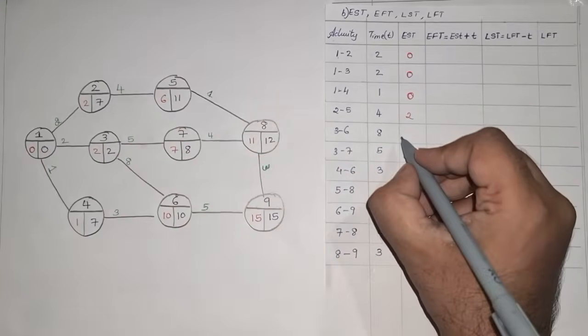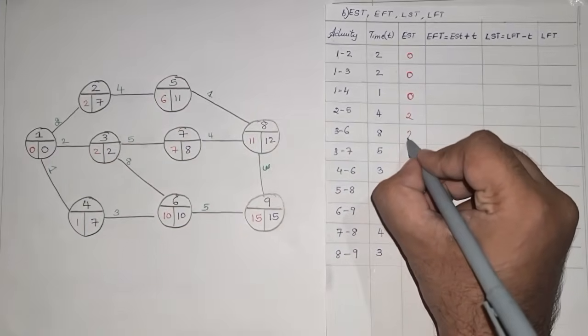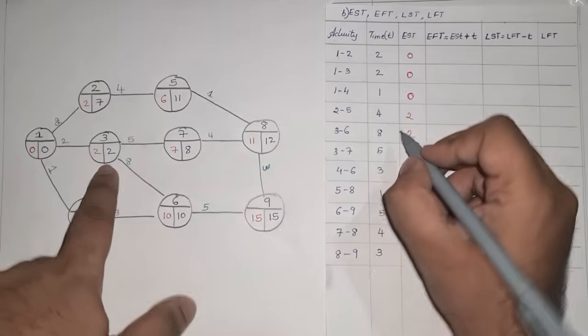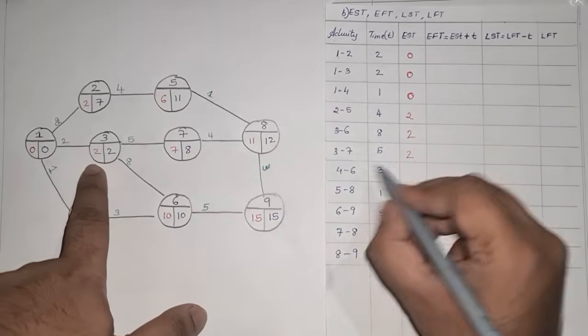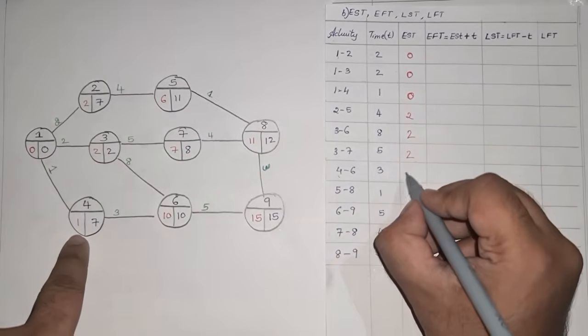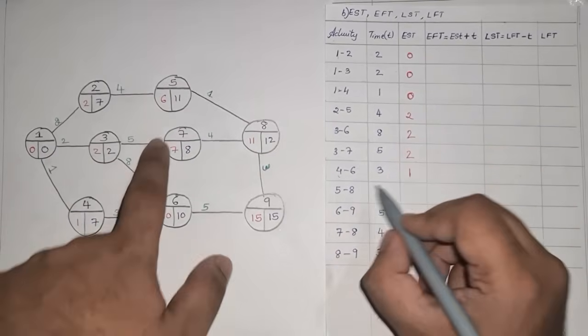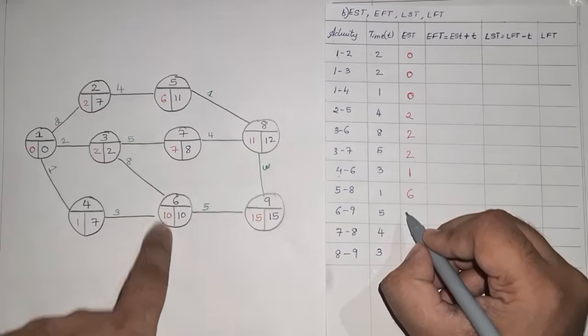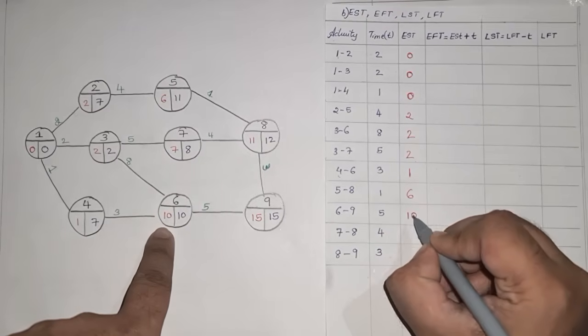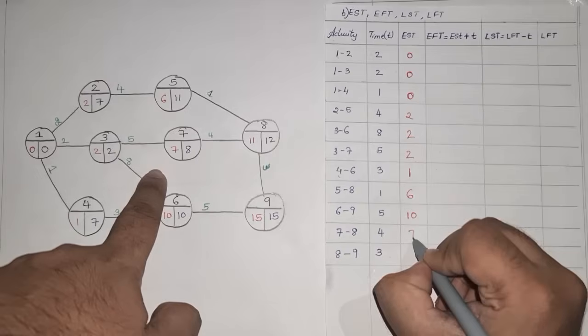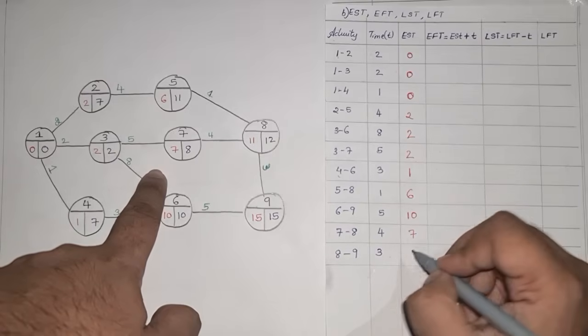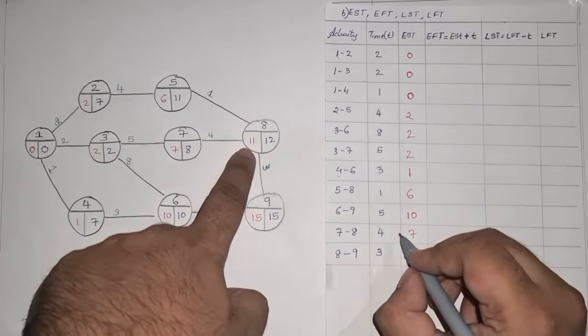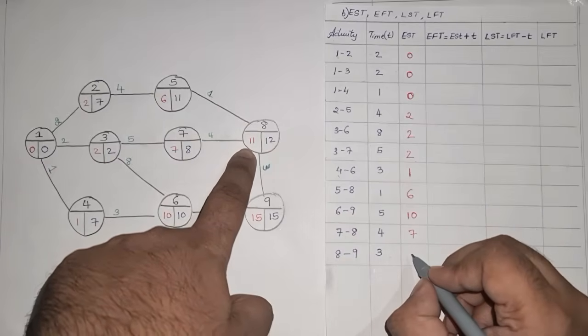For activity 3, it is again 2. Again we have 3, so the early start time is 2. For activity 4, the early start time is 1. For activity 5, the early start time is 6. For activity 6, it is 10. For activity 7, it is 7. And for activity 8, it is 11.